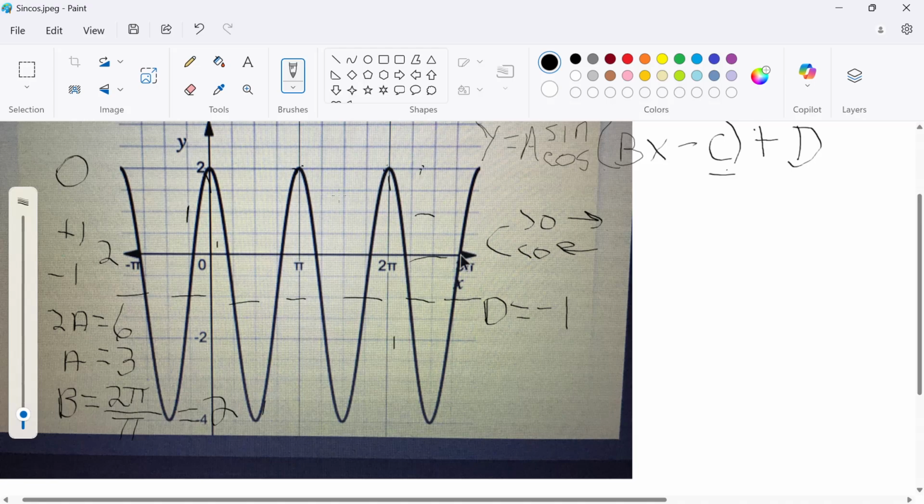So now I'll have to shift the sine. I'll show you how to do that in a second. But for cosine, it's going to be A, which is 3, cosine. I found the B, which is 2, times X. There is no C, so C is 0, minus 0. Plus D, D is minus 1. So plus minus 1 is minus 1. That's the cosine function. What about the sine function?